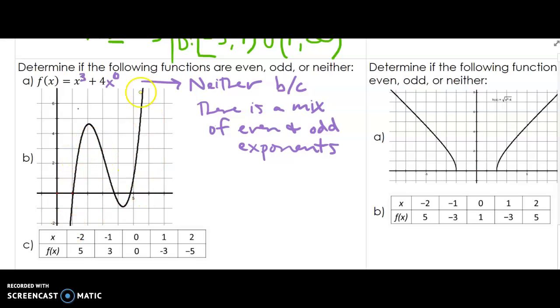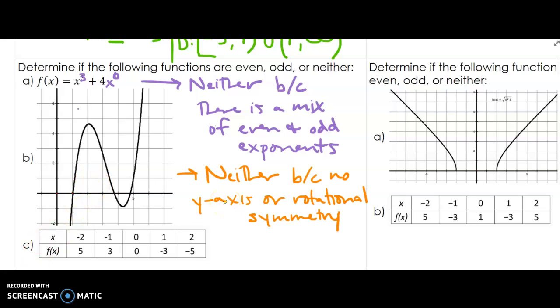This function is given to me in the form of a graph, which means I'm going to be looking at symmetry. What I notice is that none of this graph that I can see is on the other side of the y-axis, so I don't have y-axis symmetry. I also see that if I spin this graph around the origin, I turn this graph upside down, I'm not going to have the exact same graph that I started with. Because I don't have any symmetry that we learned about, y-axis or rotational, I'm going to say, hey, this function, again, is neither. My justification, because there's no y-axis symmetry and there's no rotational symmetry.